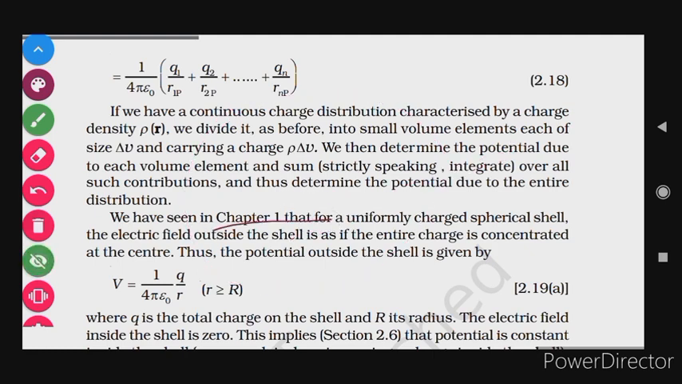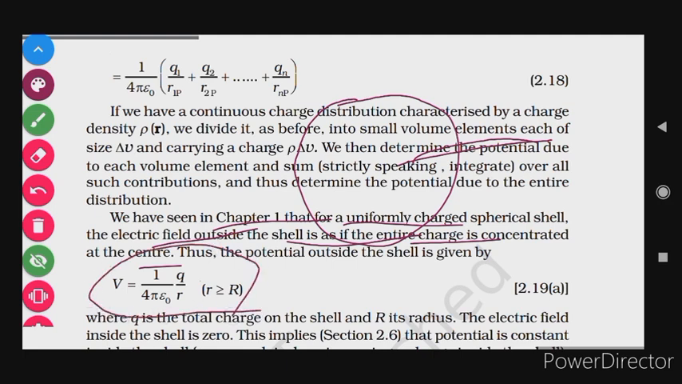Now we have seen in chapter 1 that for a uniformly charged spherical shell, the electric field outside the shell is as if the entire charge is concentrated at the center. So when we found the electric field due to a charged shell at a point outside the shell, we saw that it was the same as the electric field due to a point charge. Similarly, for a shell, the potential outside the shell is the same as the potential due to a point charge.